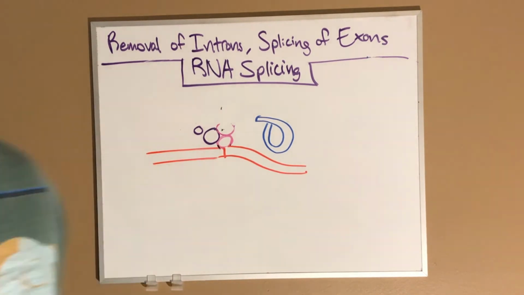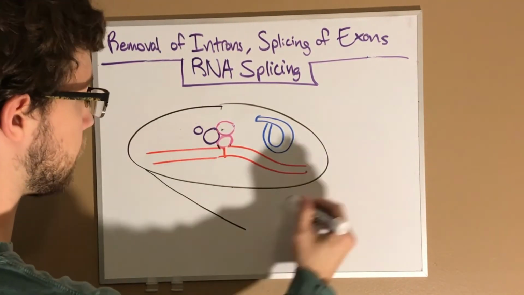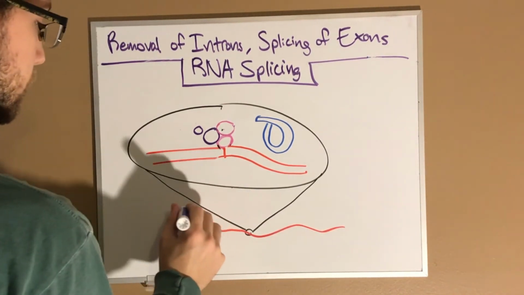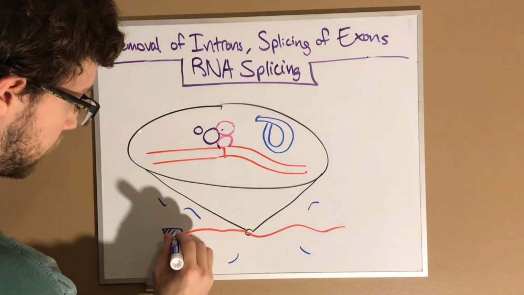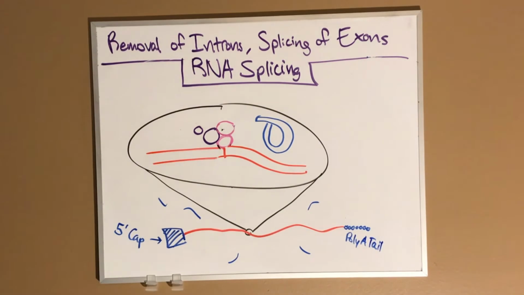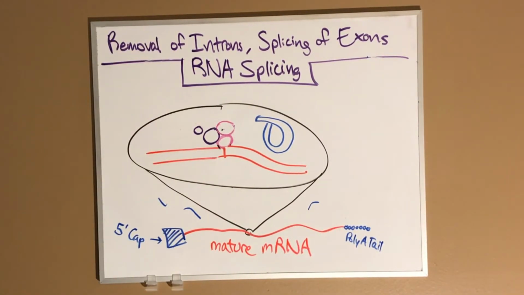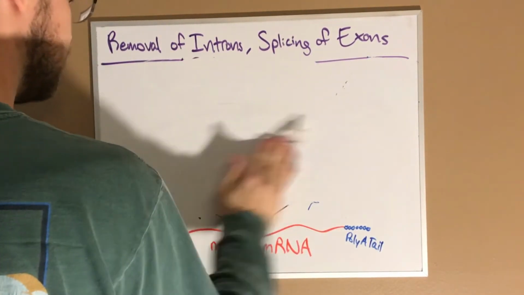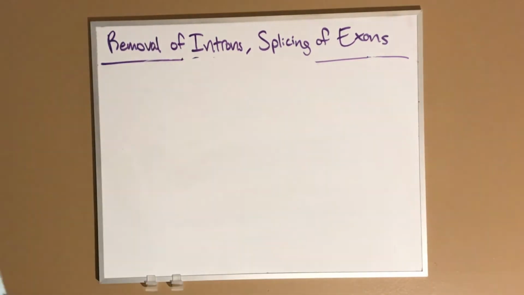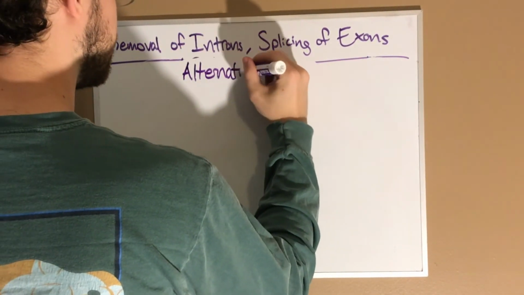Once this has occurred throughout the entire gene, cutting out all the introns and splicing together all the exons, in addition to the 5' cap and the poly A tail on the other end, the mature mRNA exits the nucleus to find a ribosome where its information can be translated into an amino acid sequence that will make up the desired protein. But before we end this video, I want to go over alternative splicing.